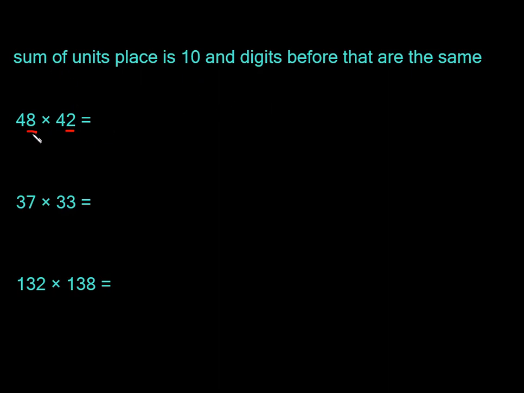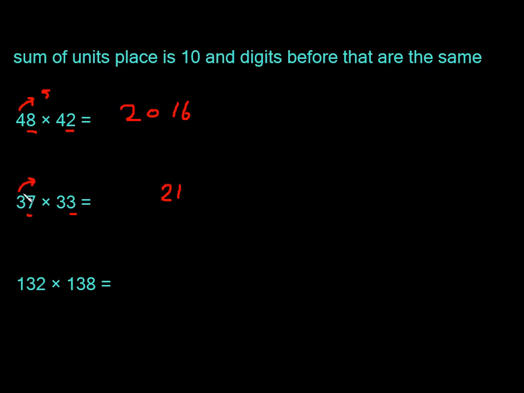We will start by multiplying the units. 8 times 2 equals 16, and then multiply the 4 by the number which comes after 4. The number that comes after 4 equals 5, so 4 times 5 equals 20. So the answer is 2016.